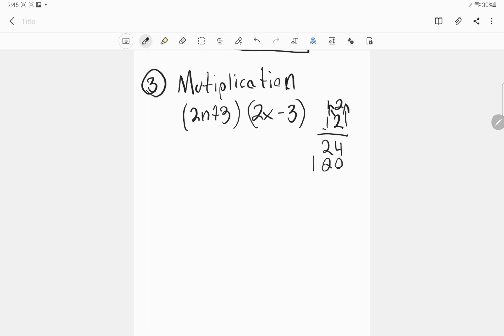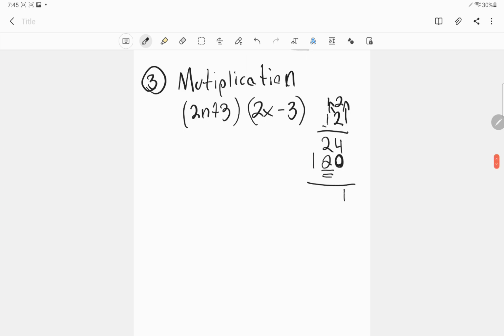You see how I have like a little 0 here? Because we move over here on the 2. Make sure you do that also whenever you're working with binomials. So I have 4 plus 4 and 1. Right? That's my answer.